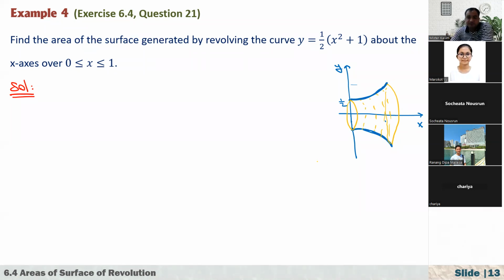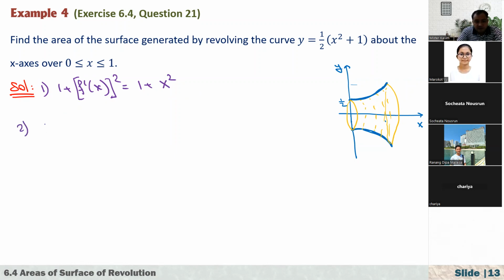So what we are going to do in the first step is evaluate 1 plus f prime of x squared. That's equal to 1 plus, if you differentiate this, 1 over 2 times its derivative 2x, which is simply x. That's equal to x squared.